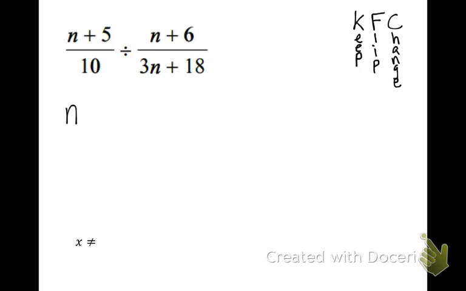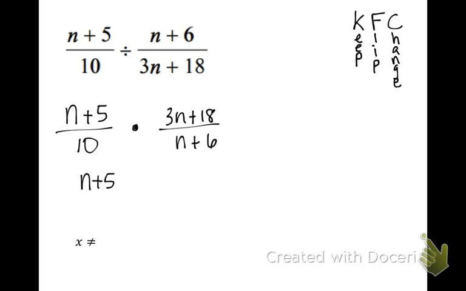We're going to change our sign from division to multiplication. So here we go. Keep the first one. Flip the second one. And then change your sign to multiply. So now it's just like multiplying them. We're going to start by factoring anything that we can. N plus 5, we can't pull out a GCF or anything, so we're just done with that. 10, same thing. N plus 6, same thing. But 3n plus 18, I can pull out a greatest common factor here. So I can pull out a factor of 3, and I get n plus 6.